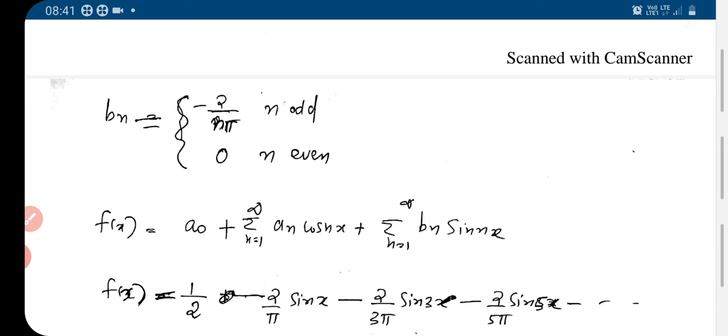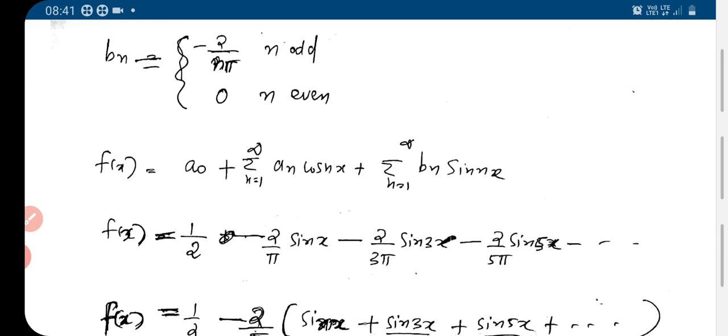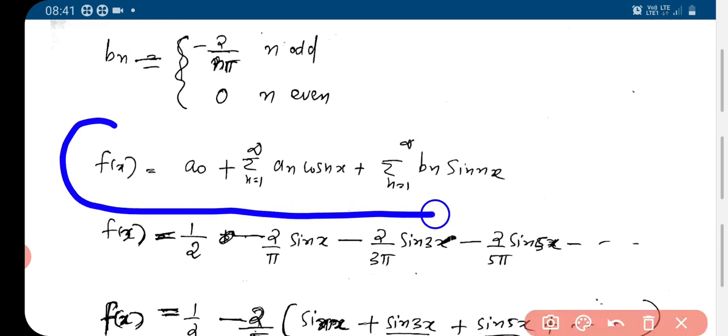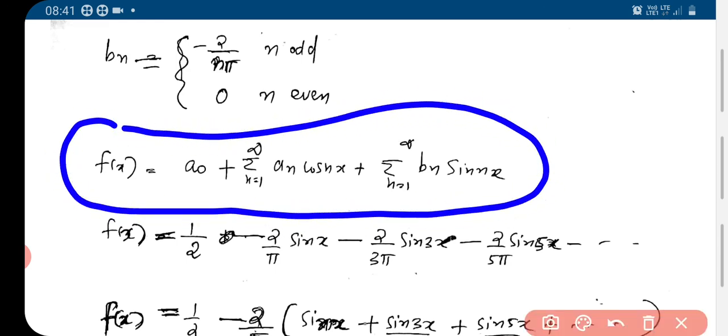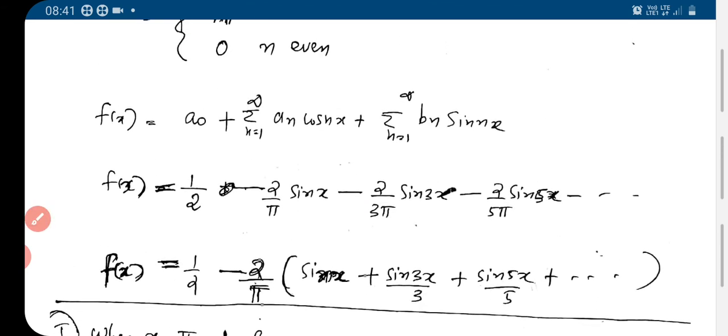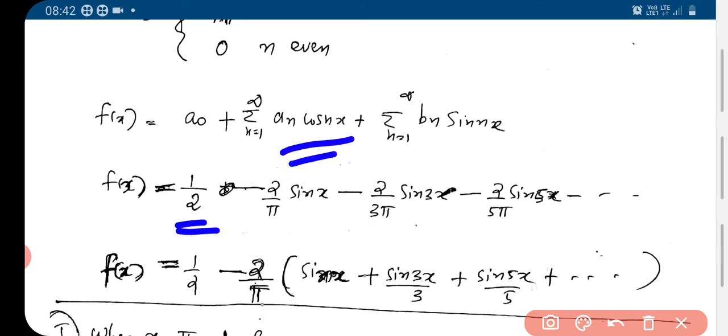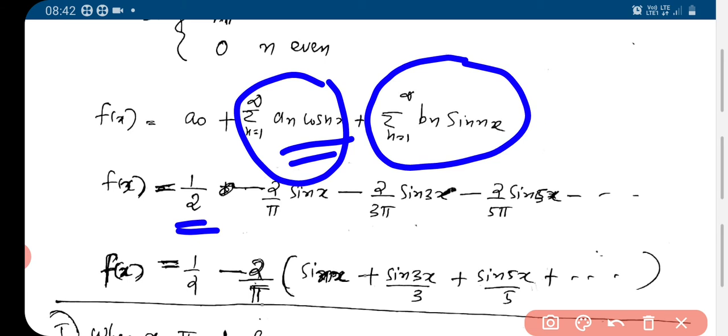So f of x is equal to a0 plus sigma n equal to 1 to infinity an cos nx plus sigma n equal to 1 to infinity bn sin nx. Okay, so f of x, a0 is half. And if you put n equal to 1 to infinity, an is 0, so we need not consider this. We need to consider only this part. So we have half and bn.